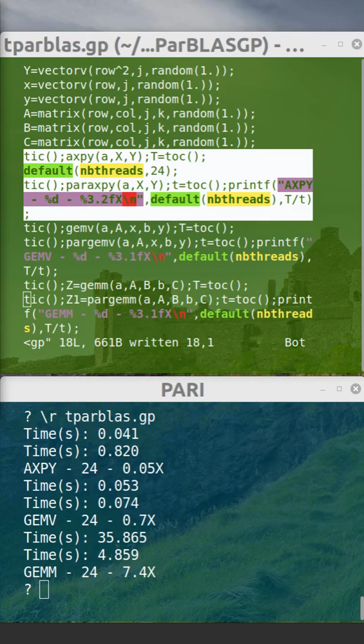Based on episode 10, you would expect the parallel version par AXB with 24 threads to be slower than AXB, and you would be right. But what about the others?